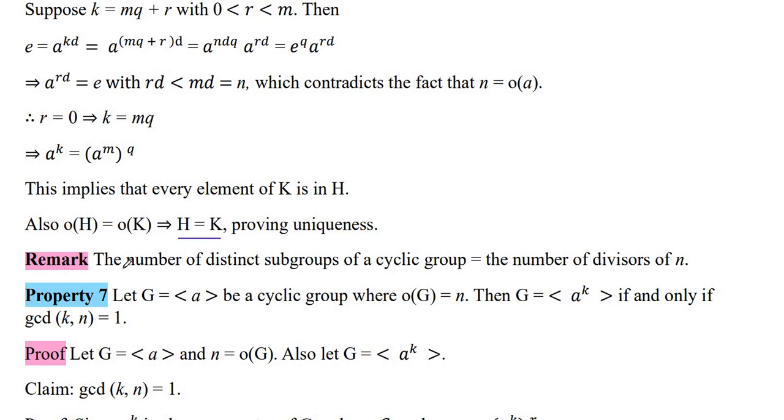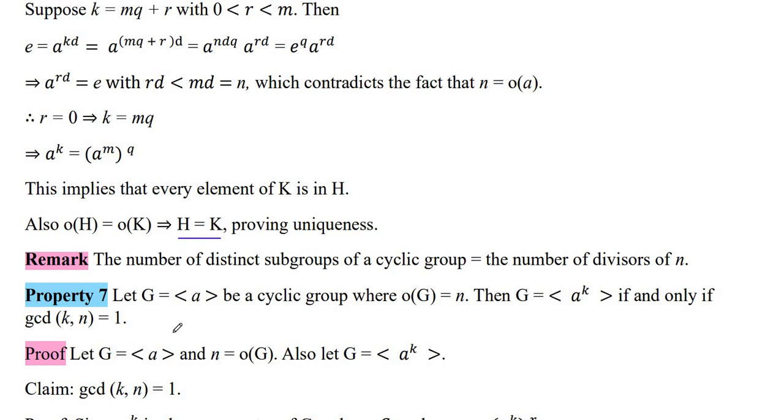So this is what I already said. The number of distinct subgroups of a cyclic group is nothing but the number of divisors of n. So if you want to find the subgroups of a cyclic group, you find the divisors. However many divisors you have for that particular number, you will have that many subgroups.